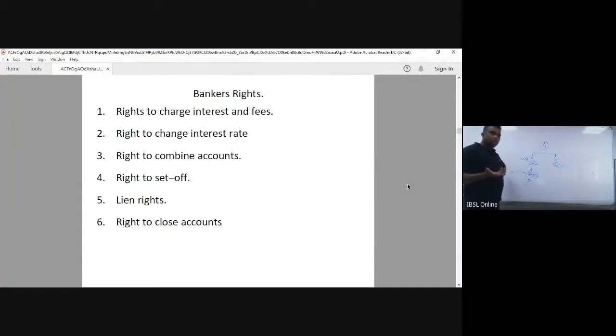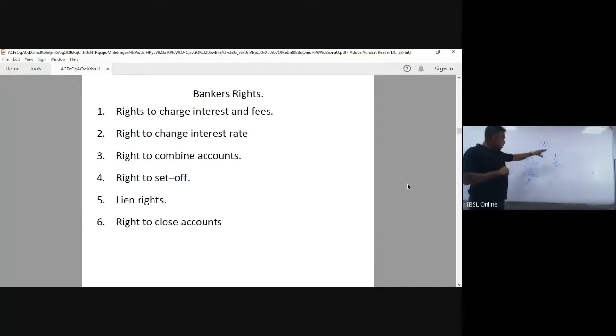Normally in day-to-day practice, we know that there are 2 options. What is the option? Option number 1, you can return the check because of insufficient funds. That is option number 1. What is the other option? The bank can take a decision, the manager can take a decision, and pay the check by overdrawing the account. That is number 2.